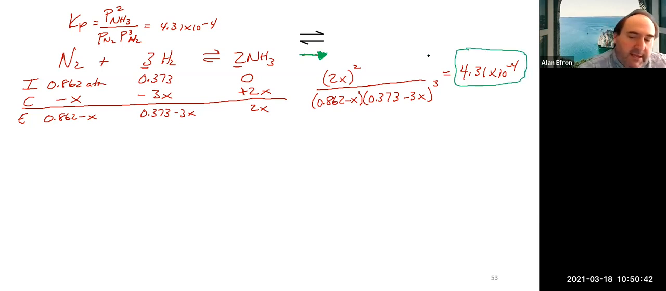When we look at this K value, that is 4.3 times 10 to the minus 4. That is considered a small value of K. And if you remember, when we talked about K values, a small value of K means that when we reach equilibrium, we would mainly expect to have reactants present.